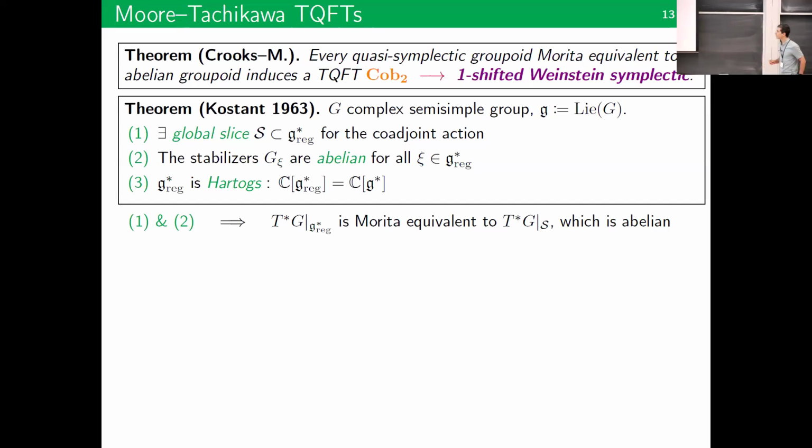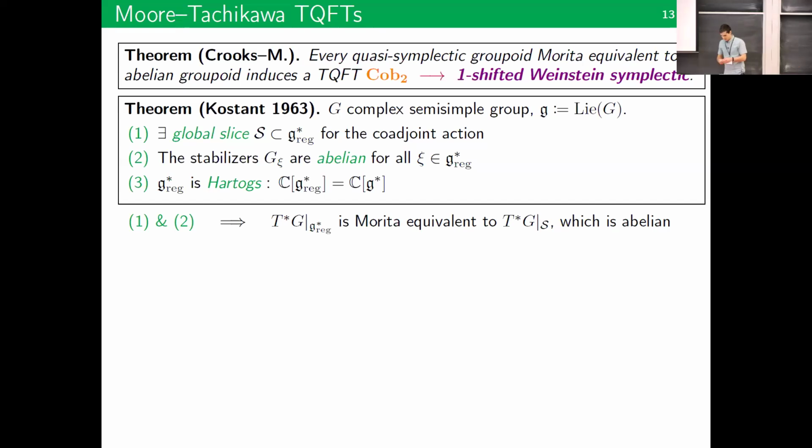So the cotangent model of a Lie group with its canonical symplectic structure is one-shifted symplectic. In particular, if you restrict it to the regular points, it's still one-shifted symplectic. And 1 and 2 imply that the restriction to the slice, first of all, is Morita equivalent to the restriction to the regular points, but also it's an abelian Lie groupoid. So the source and target maps coincide, and it's just a bundle of groups. This one is called the universal centralizer of the group.